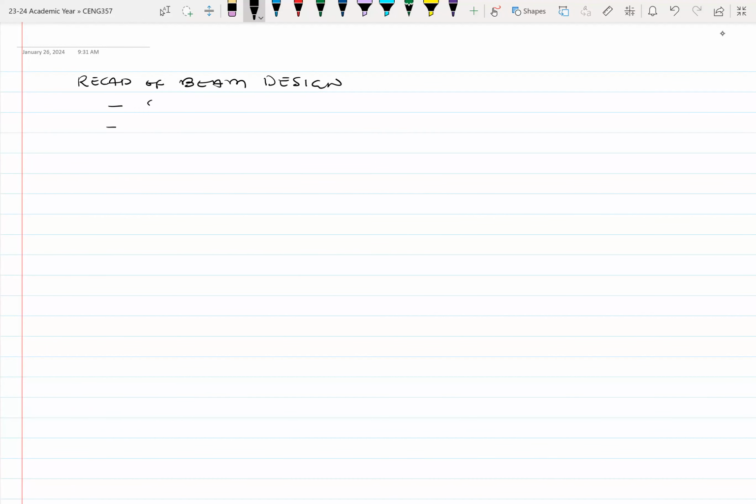So let's look at a recap of beam design. So we have two main types of beams. So we have simply supported, as you've seen. Okay. And then we have the continuous beams.